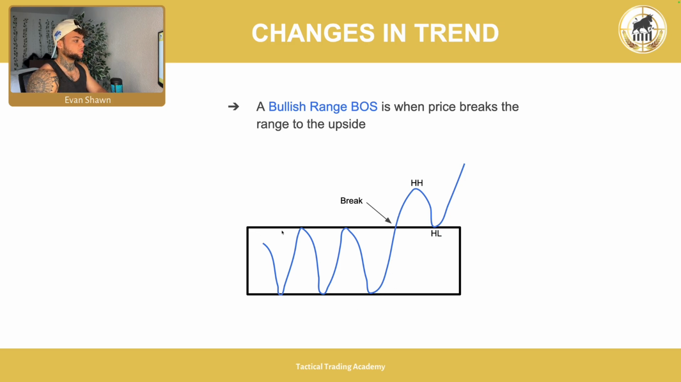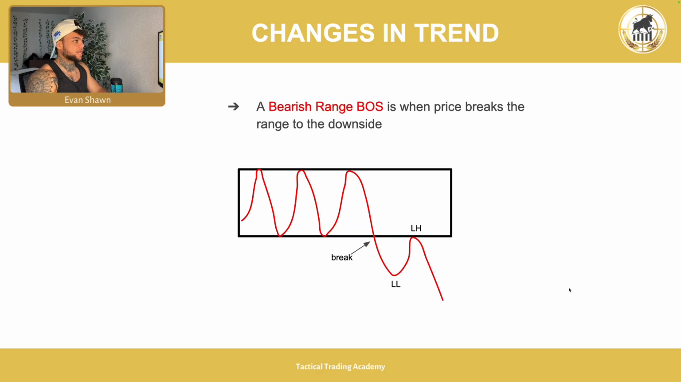So in the moment where the equal highs get broken, a new higher high is going to be formed, and then we have to wait for a new higher low to be formed to then see the continuation all the way to the upside. So this is basically a break of structure of a bullish range. And now here we have the same example but to the downside. So this is a bearish range break of structure.